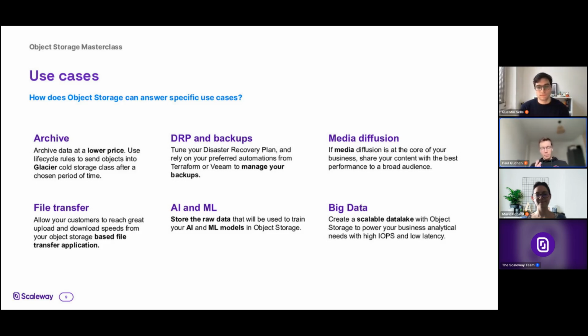As I said during the introduction to Scaleway, at the beginning of the presentation, we are delivering cloud and AI products. Here, with object storage, you can store your raw data that you will use to train your artificial intelligence or machine learning models. For the big data, you can create a scalable data lake to power your business analytical needs, and you will have higher IOPS. IOPS stands for input-output operations per second, and you will benefit from a low latency.